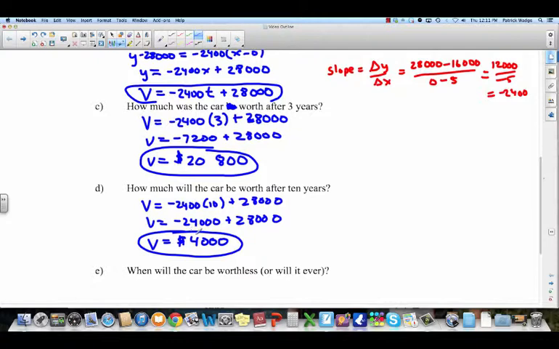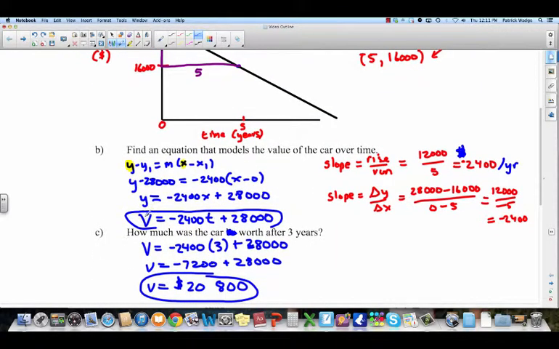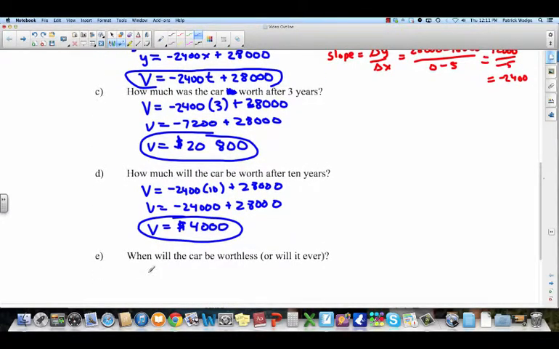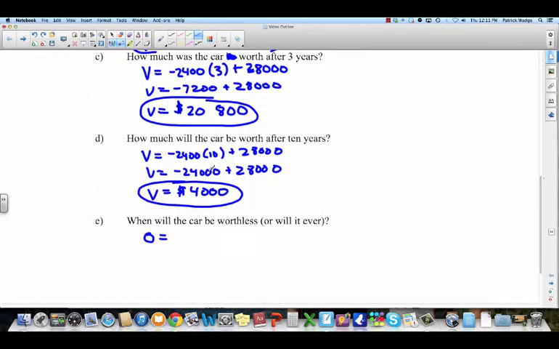When will the car be worthless, or will it ever? Well, I'll get to the will it ever in a second. But if something's worthless, how much is it worth? 0. It's a value, so you're going to put 0 into the v in the equation. So I'm putting 0 equals negative 2,400t plus 28,000. I have to solve that equation. I got to get the t by itself.